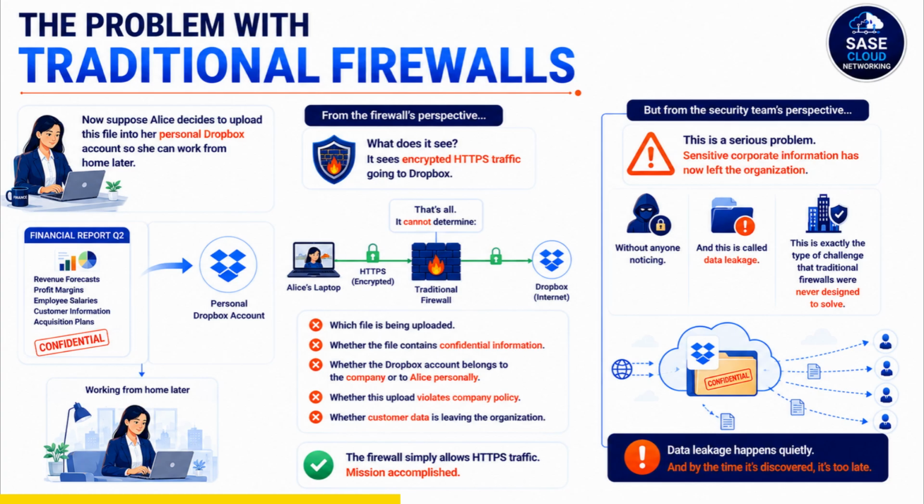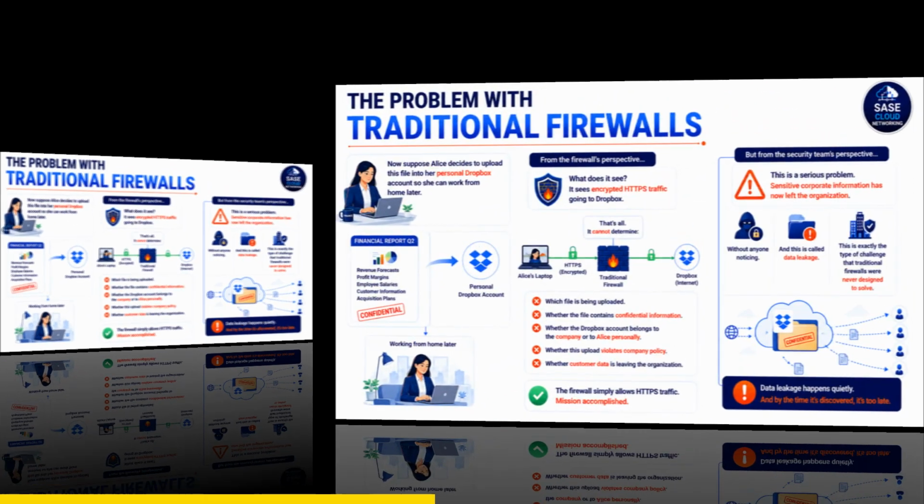From the firewall's perspective, what does it see? It sees encrypted HTTPS traffic going to Dropbox. That's all. It cannot determine which file is being uploaded, whether the file contains confidential information, whether the Dropbox account belongs to the company or to Alice personally, whether this upload violates company policy, whether customer data is leaving the organization. The firewall simply allows HTTPS traffic.